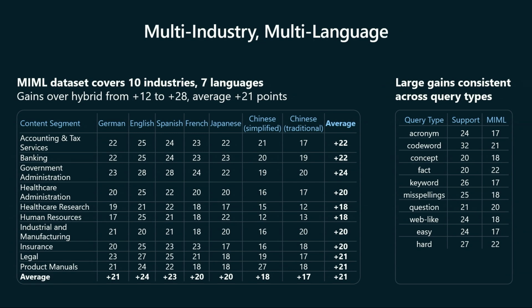And this is also true across all kinds of query types, from acronyms and code words to concept-seeking queries and web-like queries and everything in between. So we put a ton of energy to make sure that no matter what your data or scenario looks like, you get a strong baseline profile out of our system.